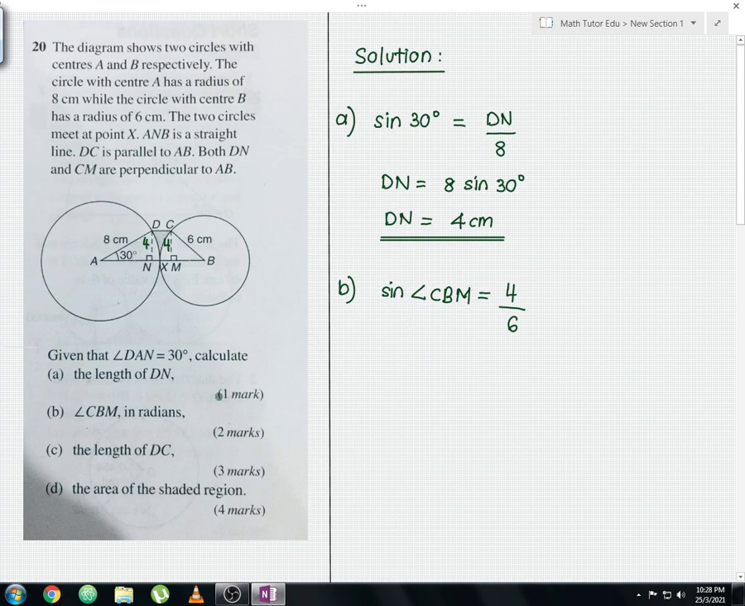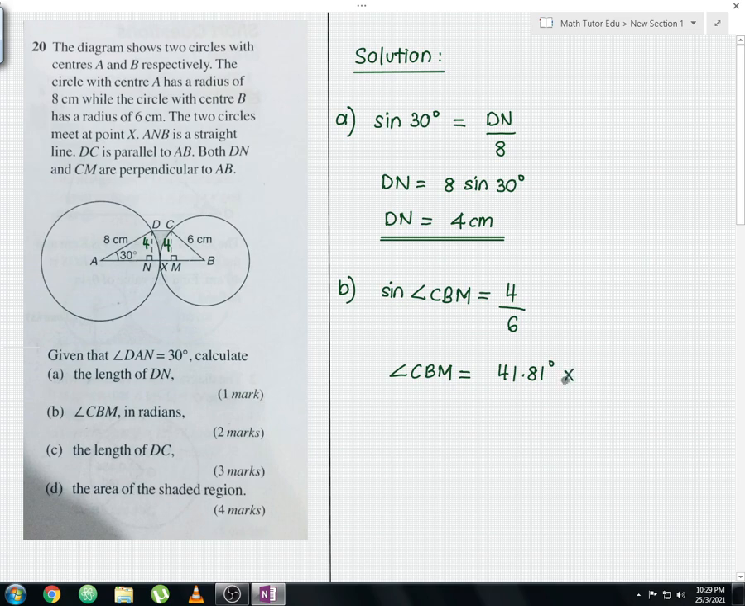But then since it is a 2-mark question, I think it is better for us to show in degree form and then later on we convert into radian form. So from here you should get your angle CBM is equals to, let me calculate this. Sine inverse 4 over 6, you should get 41.81 degrees. But this is not the final answer. We still need to convert into the radian form.